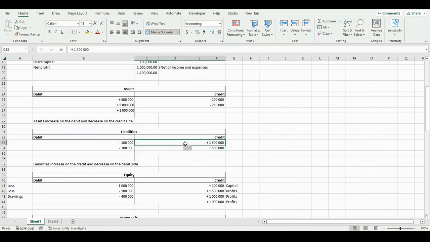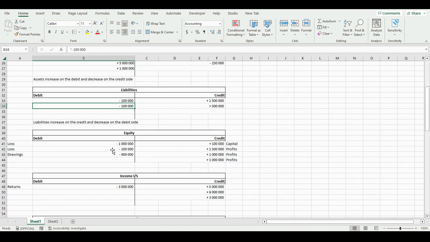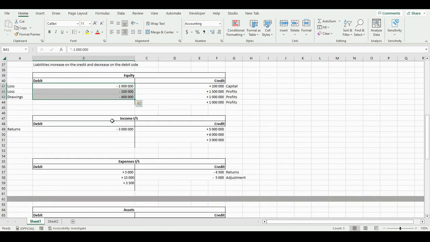So every time you go and borrow money, you record that on the credit side of your account, and any additional borrowing you also record on the credit side. When you start paying those people off, obviously you will have to record that on the opposite direction, which is the debit side. Equity, we said, behaves exactly like liabilities. It increases on the credit side and decreases on the debit side. Income, again, behaves like equity and liabilities as well.